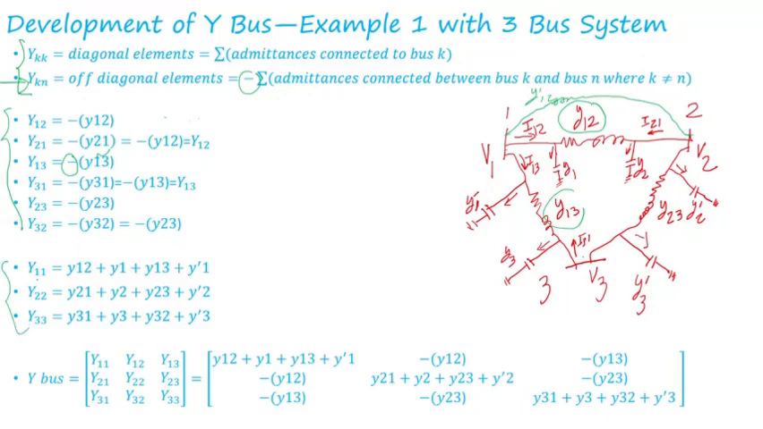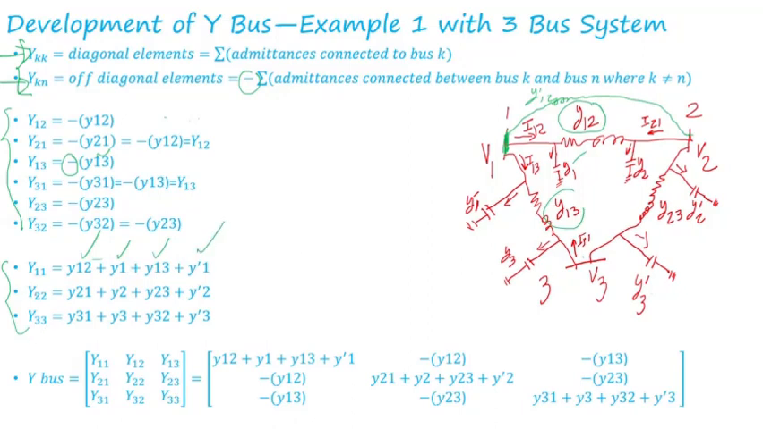For the diagonal, Y11, I go to the correct equation, which is this here. It's the sum of all the admittances connected to bus K. In this case, Y11 is all the admittances connected to bus 1, and you sum them. Here's bus 1. I go this way, I have y12, then y prime 12. Then I go to the other side, a branch connected between bus 1 and 3. I have y13 and I have y prime 13.